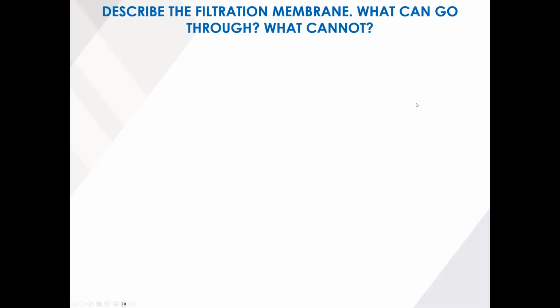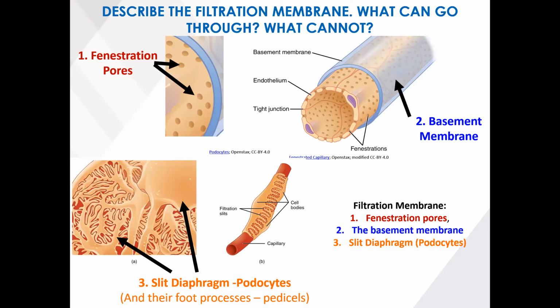All right, describe the filtration membrane. There are three parts to it. If you were, I don't know, like sugar in the blood, and you were going to end up in the filtrate, what would be the three things you had to pass through? Yeah, so the three things we need to pass through.